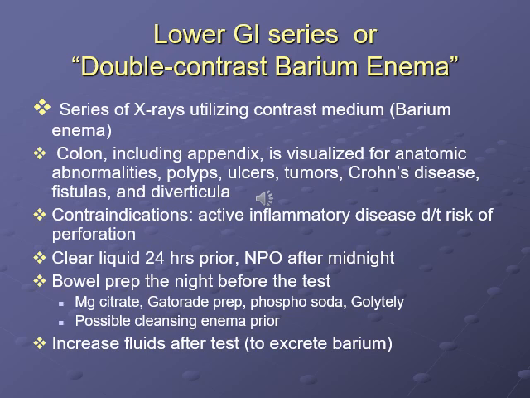Clear liquids 24 hours prior, they will be NPO after midnight. They typically like them to have low residue for a couple days and then just clear liquid so that they can have better visualization. Typically there will be a bowel prep the night before, so drinking mag citrate or Gatorade prep, phosphosoda, or GoLytely. Those are the names that you will become familiar with as potential laxative or bowel preps for both this lower GI series, but also for the colonoscopies as well. Again, increasing fluids after the test because we want them to excrete that barium.